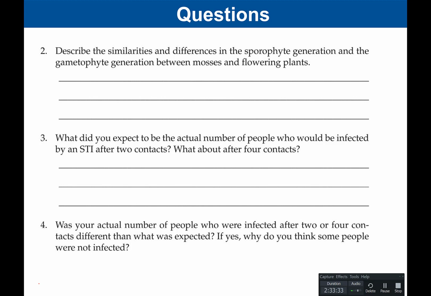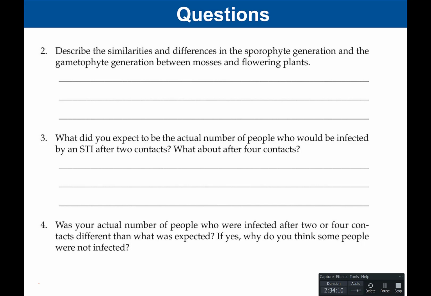So I just wanted to address a little bit about these questions. So question number 2, describe the similarities and the differences in the sporophyte generation and the gametophyte generation between mosses and flowering plants. And so again, you want to go back to the slide where I was discussing alternation of generations, because I did go through and I talked about what is similar between mosses and flowering plants and also what is different. So refer back to that slide in that part of the video when you're trying to answer question number 2.